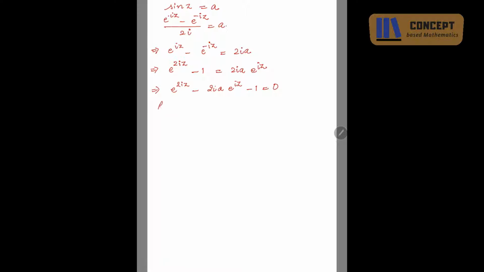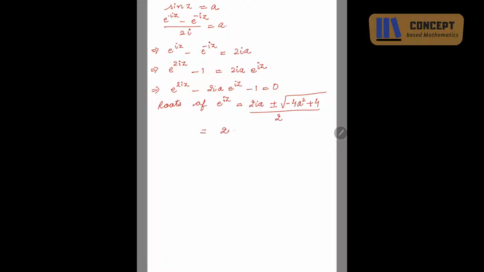Now the roots of e to the power iota z are equal to minus b plus minus under root of b square minus 4ac, over 2a. What is b? That is minus 2 iota a. So b square is 4, iota square, a square, so I can write minus 4a square. Then minus 4ac, where a is 1 and c is minus 1, this will be 4, over 2a.